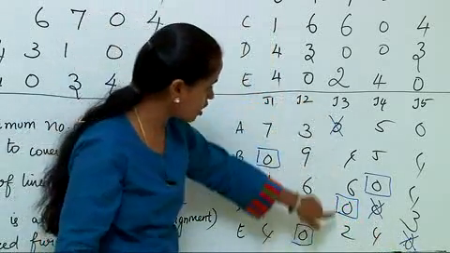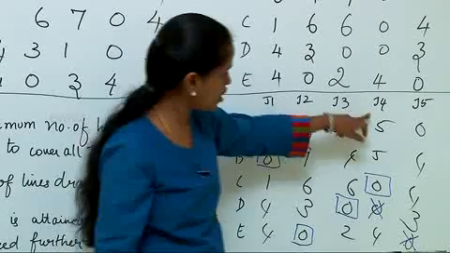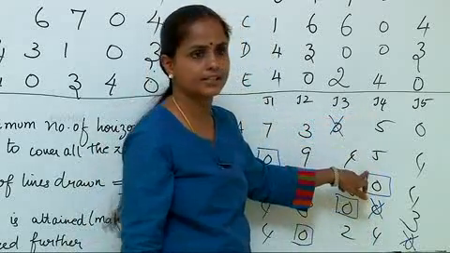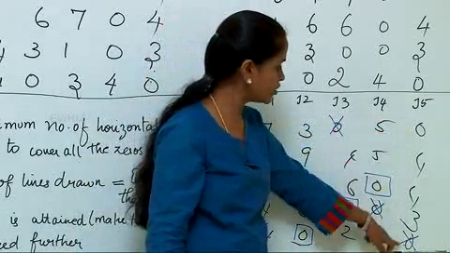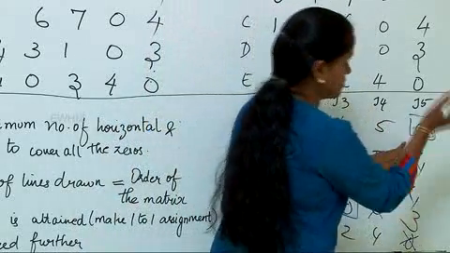Now go for column 3. Column 3 already it is encircled. Then go for column 4. Column 4 already it is marked. In column 5 you have only one 0 left. So that means this 0 has to be marked.